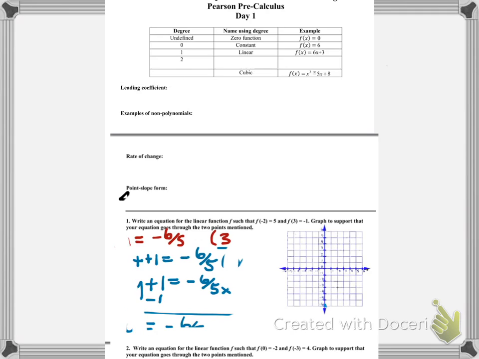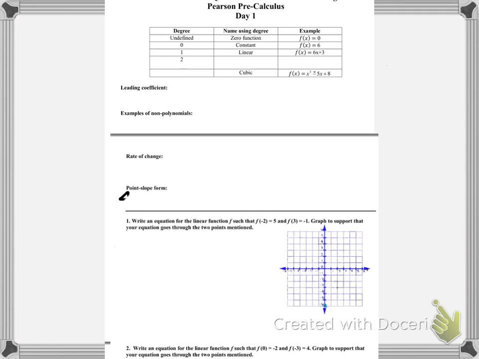Ideally, what I would like you to do is to pause the video and try the next problem because you have everything that you need. But if you're not comfortable, then we can do that together. Oh good, number 2 is cut off. So what we're going to do is do number 2 up here.